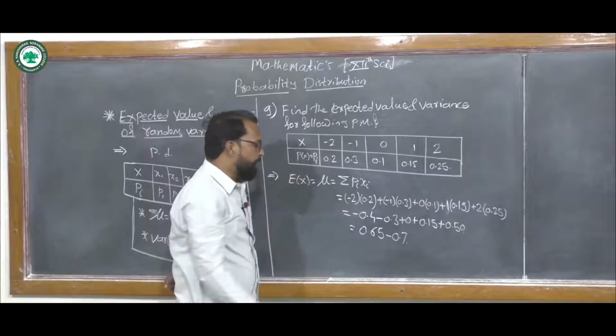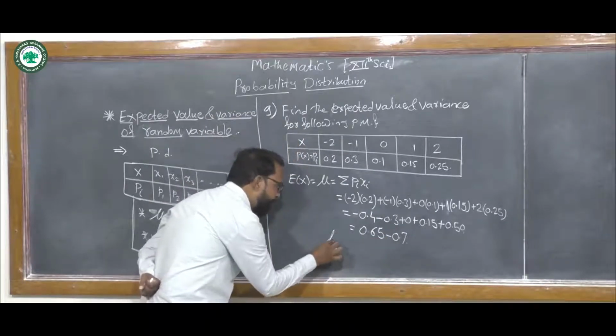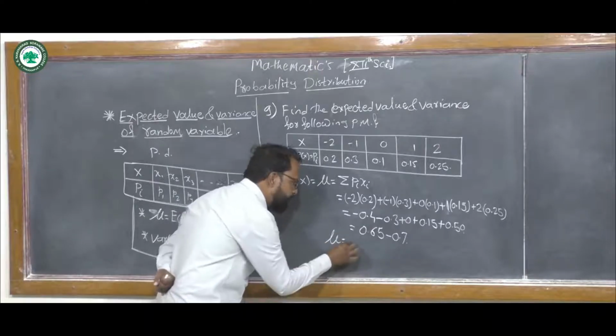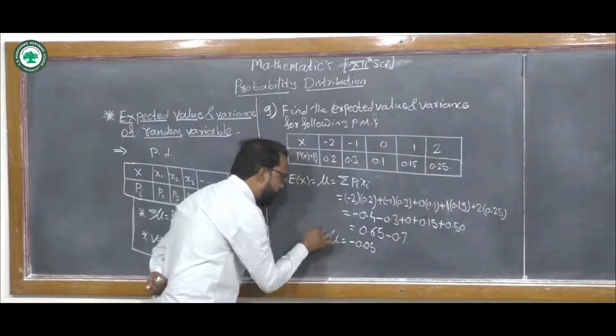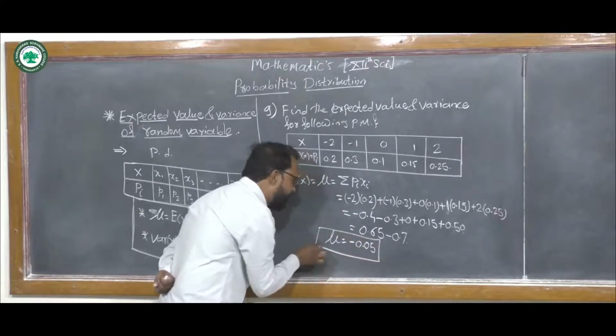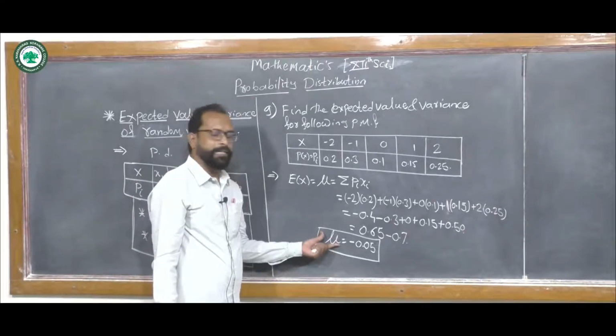After taking this subtraction, we get the expected value, that is mu equals minus 0.05. This is the value of the expected value.